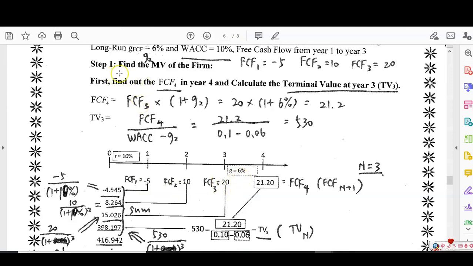So our step 1 is to find the market value of the firm. In order to do that, we need to get free cash flow 4 in year 4 first and calculate terminal value at year 3, TV3. So we already know free cash flow 3 as 20. We can use that number multiplied by 1 plus G2, 6%. So we have free cash flow 4 as 21.2. Then we can use this number divided by WACC minus G2. So we have TV3 as 530.